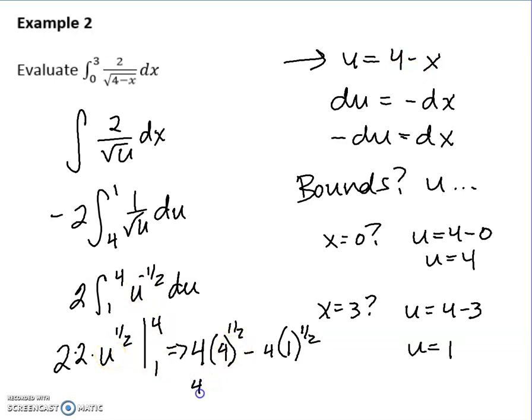Okay, so then I end up with 4 times 2 minus 4. So I end up with 4 for my final answer. You might need to watch that again.